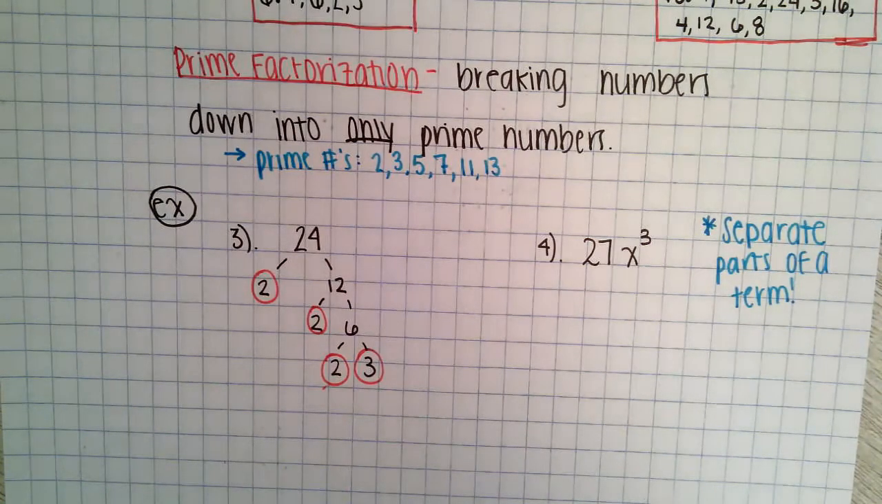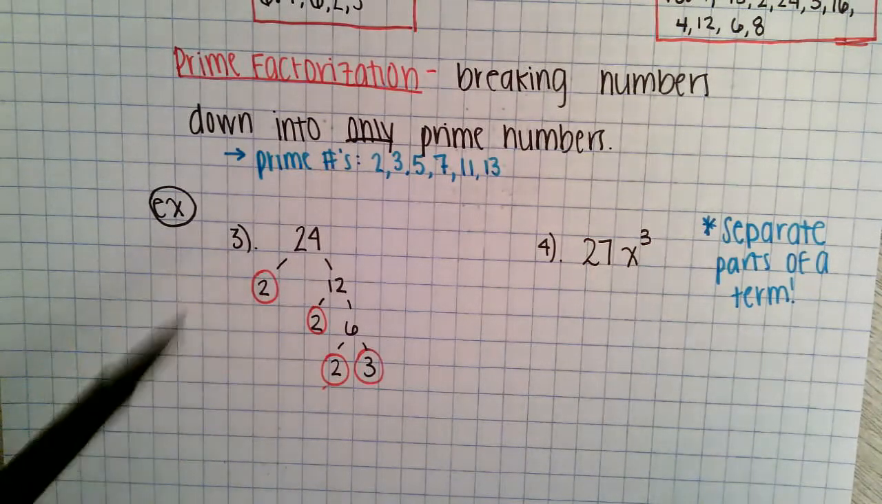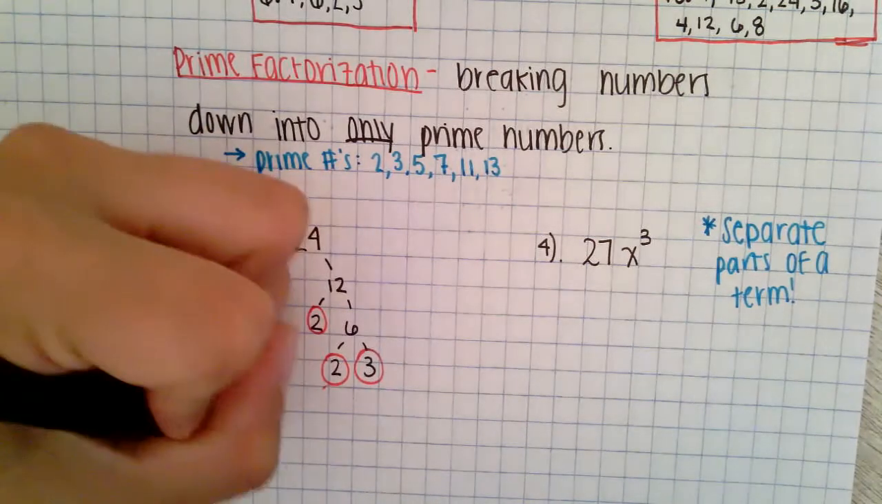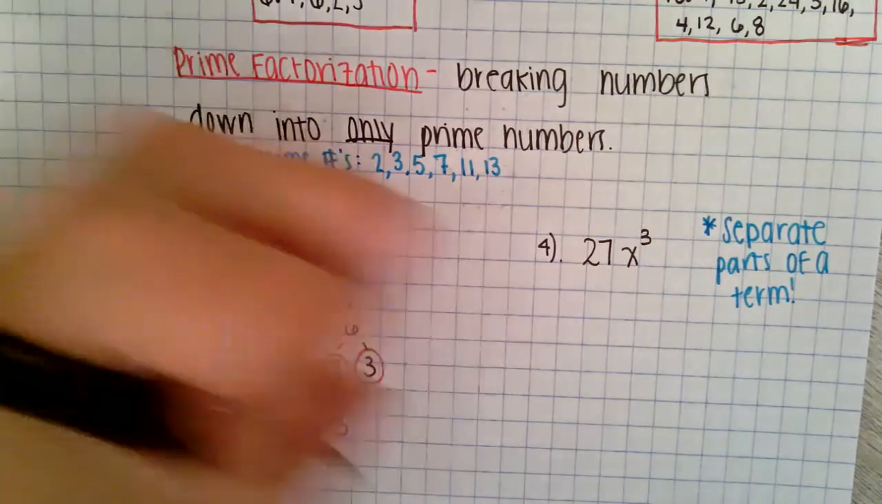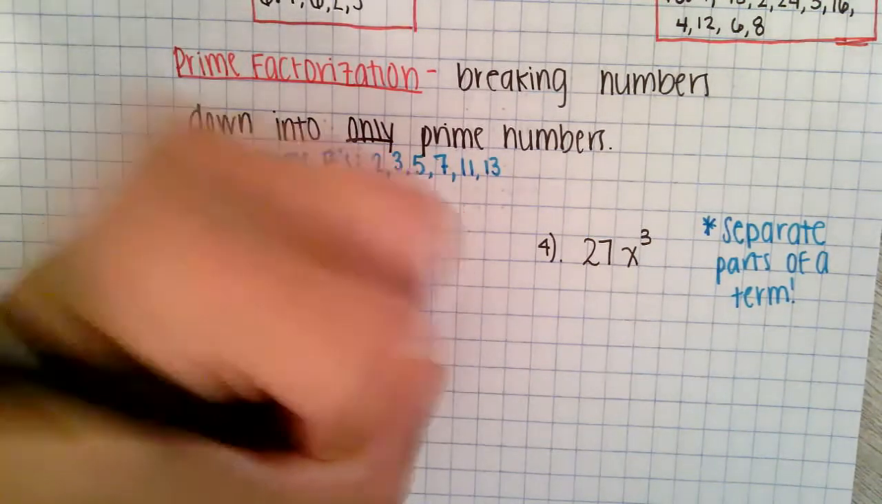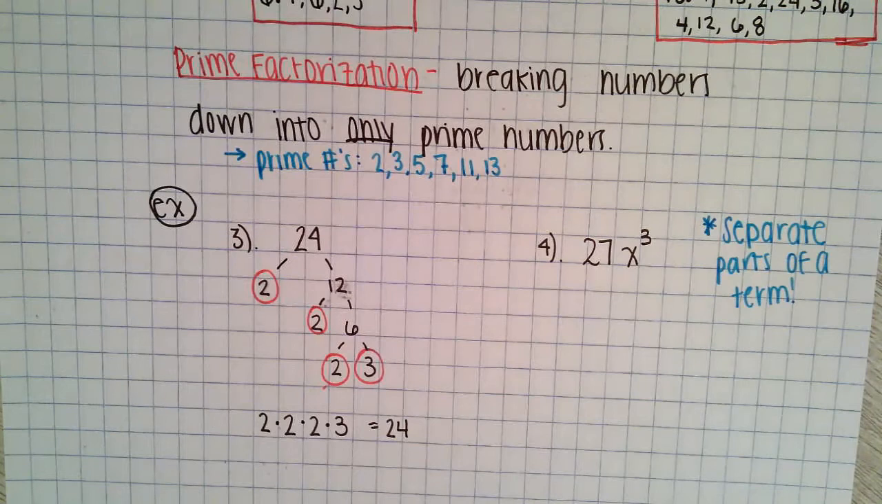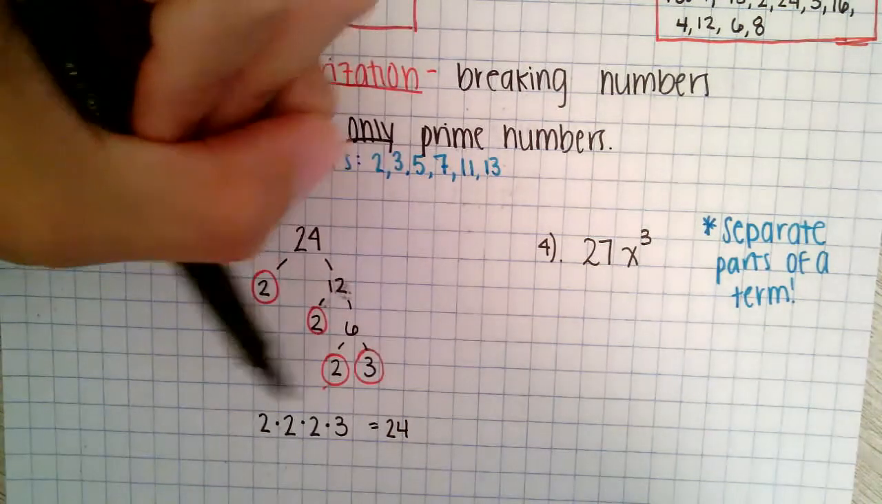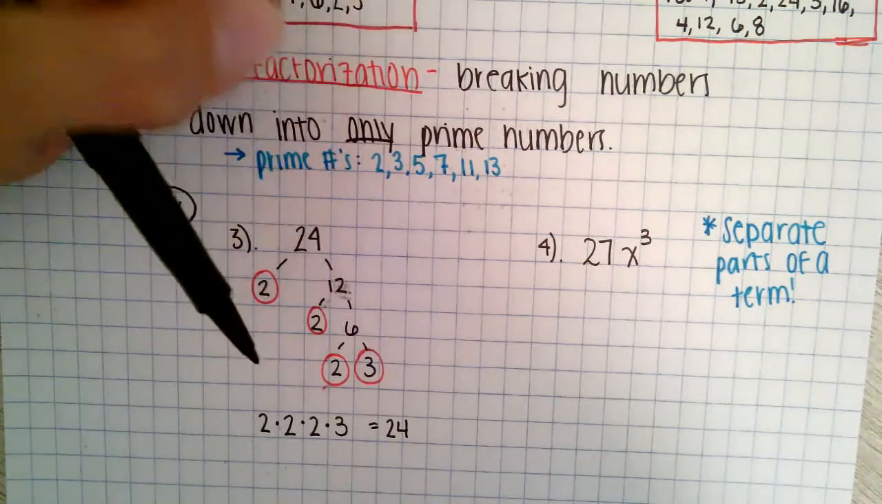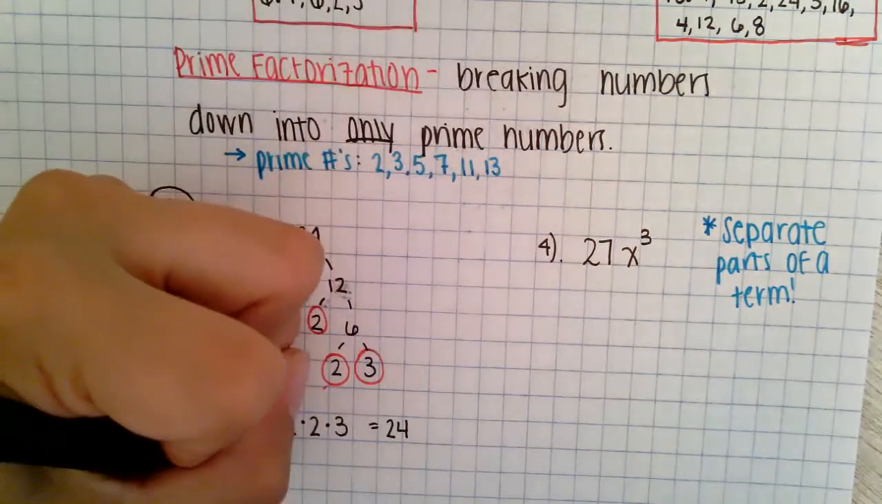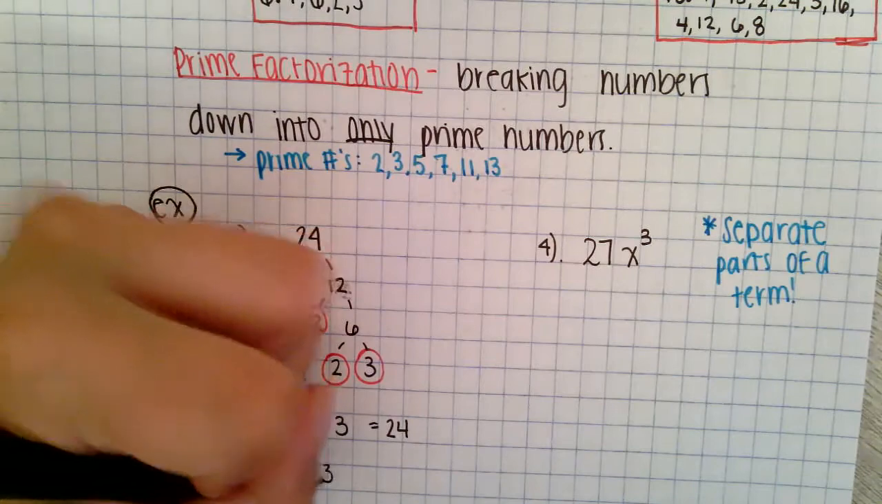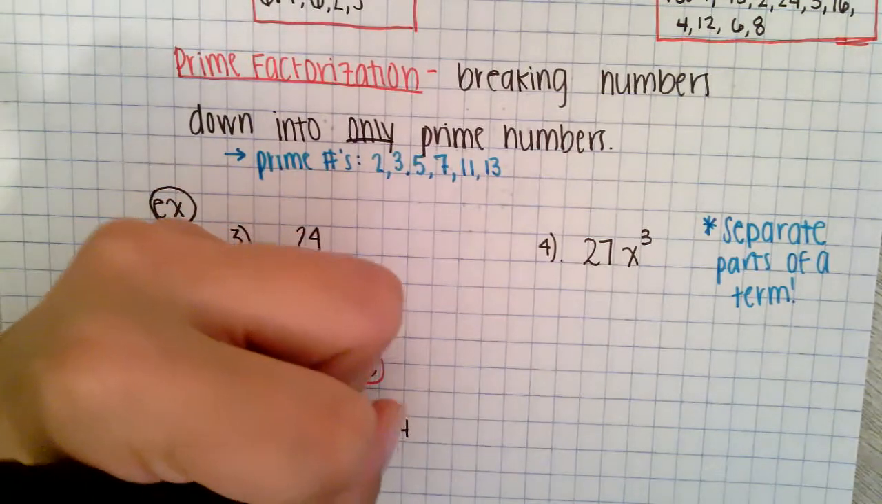The way I'm going to write this answer is going to be 2 times 2 times 2 times 3 equals 24. And if you're remembering this from last year, it's really starting to become familiar. You might remember that we can write this in a different form. We would notice that there are 3 2's, 1, 2, 3. And the way we could write that would be 2 cubed times 3 is 24.